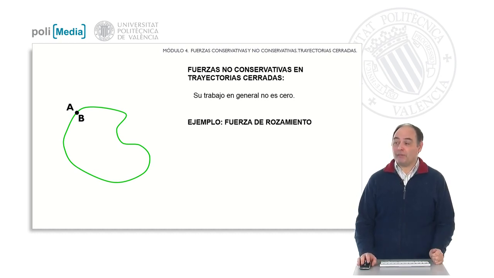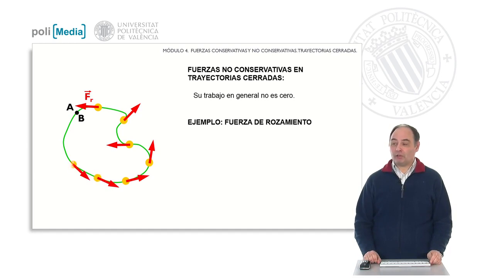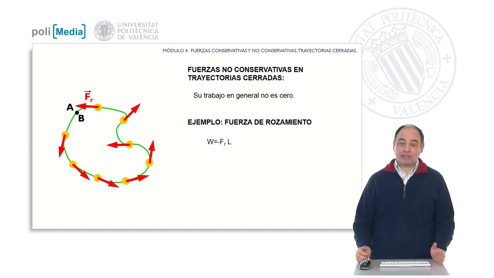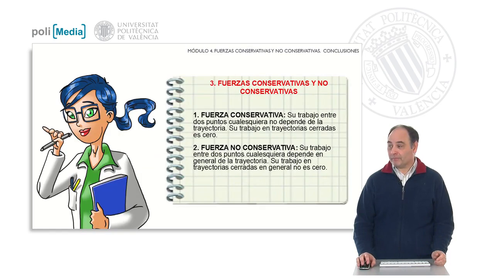Let's look at the example of the frictional force, which is, as I say, the most common. Here we have a frictional force acting at all times in the opposite direction to the displacement. Therefore, the formula is the one we have already analyzed above: minus the modulus of that friction force times the curve length. Obviously, the frictional force does not have zero modulus, the curve does not measure zero, and therefore this product is not zero. Therefore, the frictional force, once again, is not conservative.